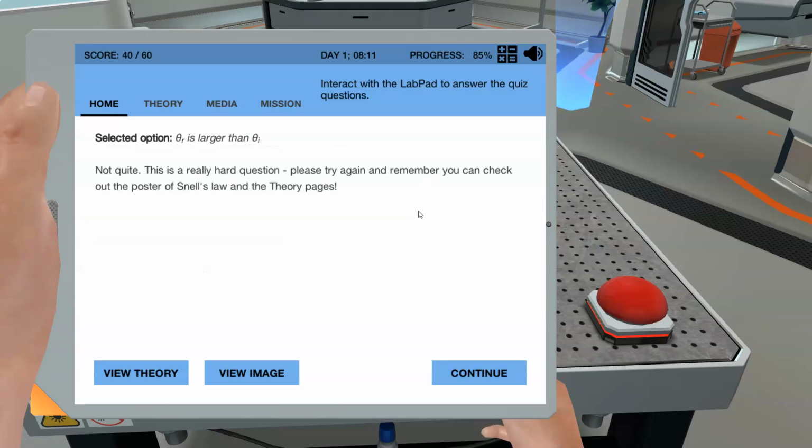Not quite. This is a really hard question. Please try again, and remember you can check out the poster of Snell's law in the theory pages.